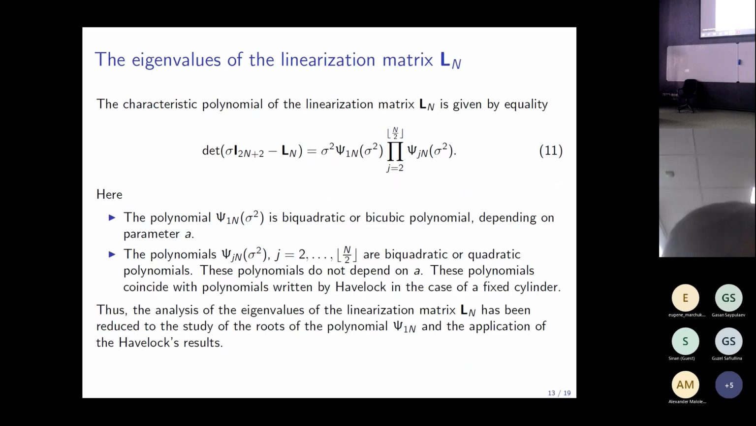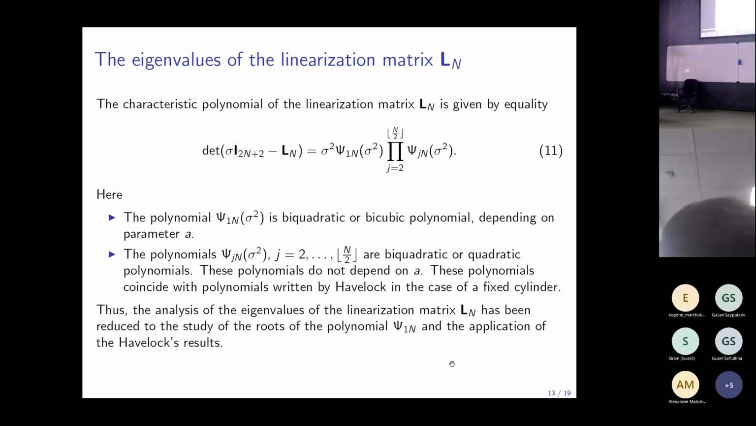The characteristic polynomial of linearization matrix L is given by equality 11. Here, the polynomial phi1 is a biquadratic or bicubic polynomial, depending on the parameter A. And polynomials phi gn are biquadratic or quadratic polynomials. These polynomials do not depend on A. These polynomials coincide with polynomials written by Havelock in the case of a fixed cylinder.